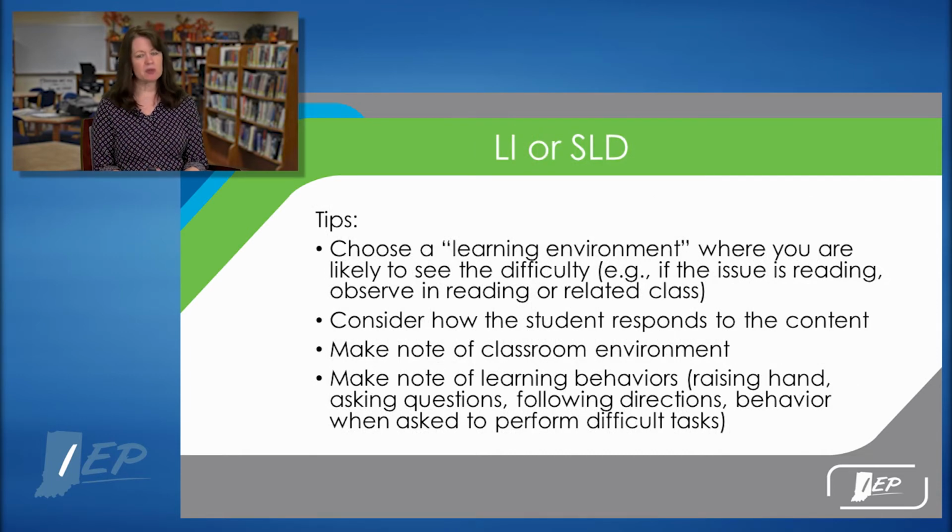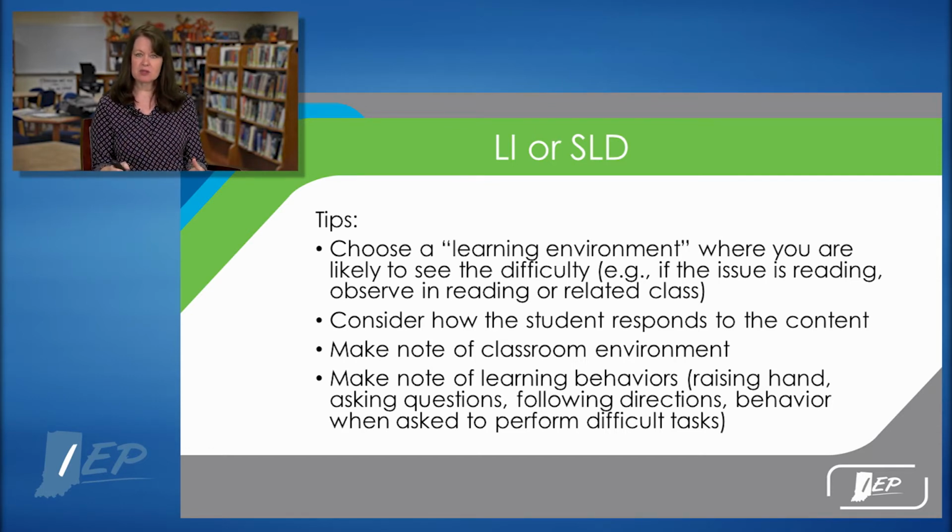So some tips in completing this kind of observation: make sure that you have enough data ahead of time to know where you should be observing, in what class you should be observing. If your permission form only identifies that we're looking for a specific learning disability, but doesn't tell us that we're concerned mainly about reading, then going into math class is really not going to give us the data that we're looking for. So make sure that we know specifically where we need to go, what classes we might need to go and observe in.